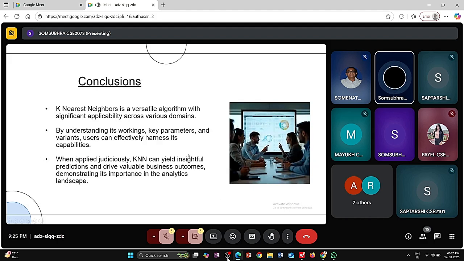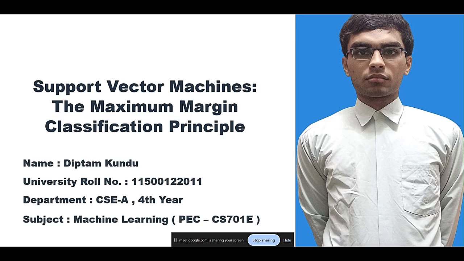And in the conclusion, we can say K nearest neighbor is a very versatile algorithm applicable in various domains, and we have understood the workings, key parameters, and variants. And also, when applied judiciously, KNN can yield insightful predictions, drive valuable business outcomes, demonstrating its importance in the analytics landscape. Focusing on maximum margin classification principle.